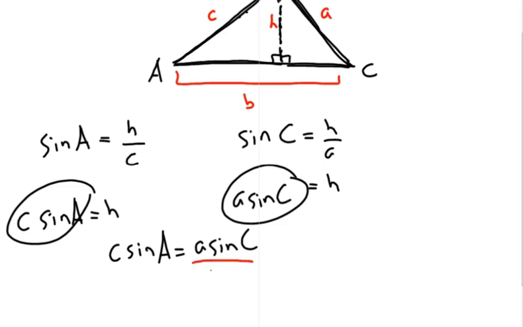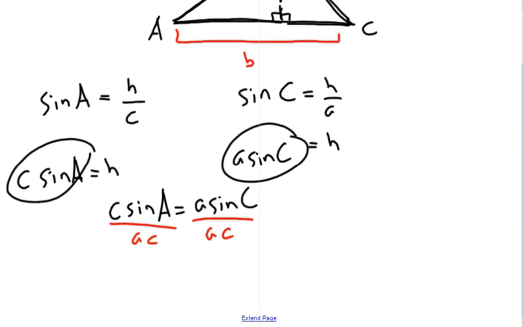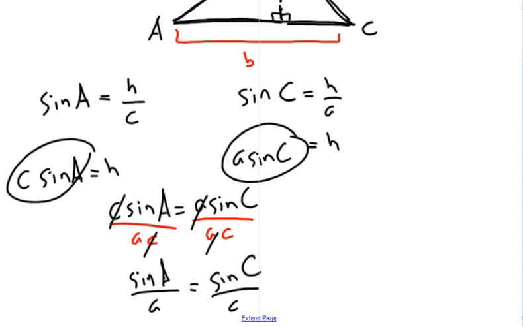All right, and then let's divide both sides of this equation by A to cancel out the A on the right-hand side. At the same time, we'll also divide both sides by C to cancel out the C over here on the left-hand side, so we end up with a nice formula here, namely the sine of angle A over little a is equal to the sine of angle C over little c.